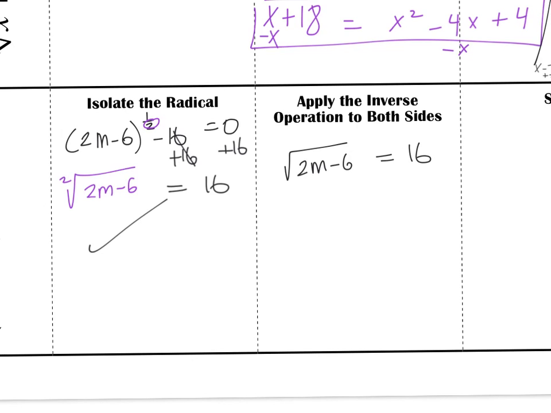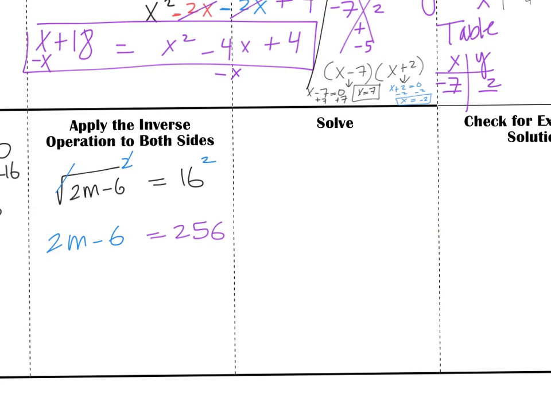To get rid of the radical, I have to square both sides. So I get 2m minus 6, since when you square a radical, the square root just goes away. They cancel each other. Now 16 to the power 2 is 256. Now to solve for m, let's move on to our third column.